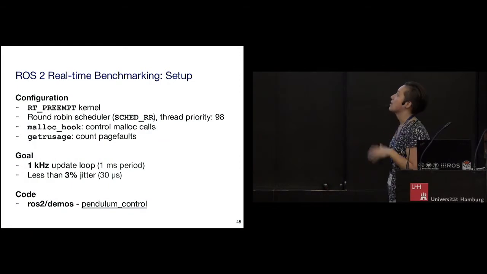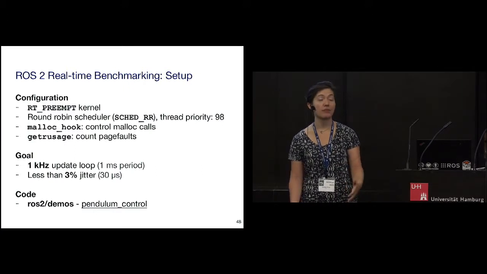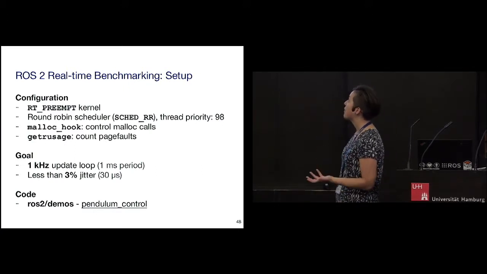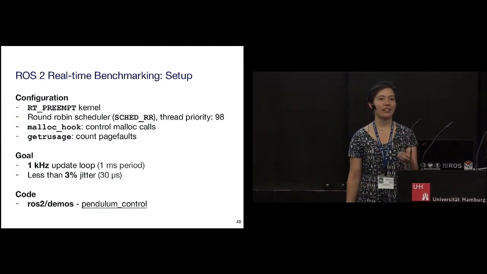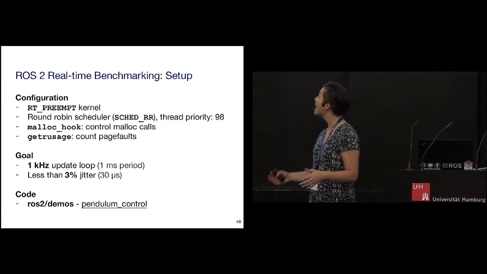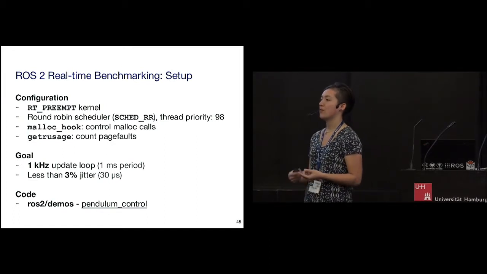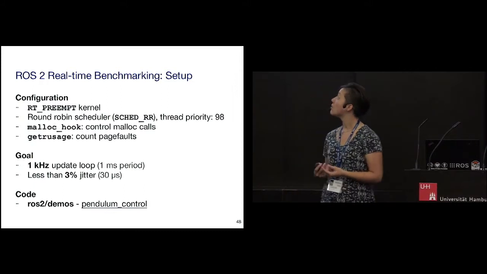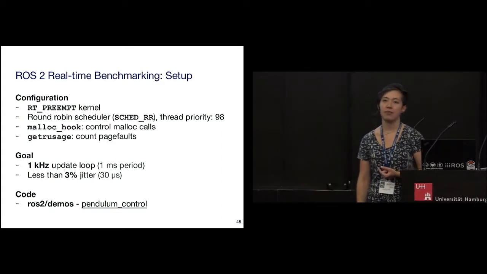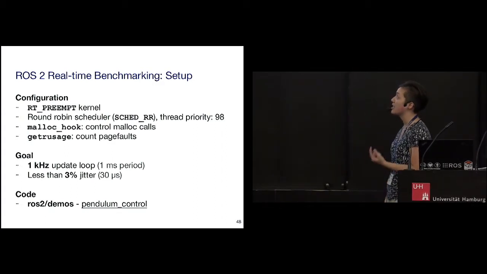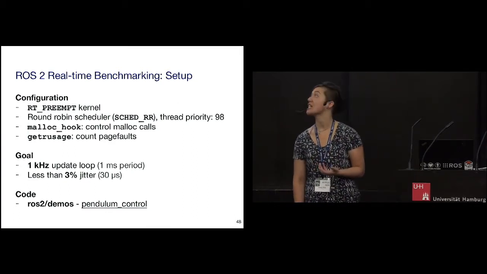So, more in-depth technical details: I used RT preempt, which is, again, the Linux kernel patch, not a hard real-time system. I chose a round-robin scheduler and thread priority 98 because thread priority 99 ends up clobbering some important system processes, which is really bad. There's a nice trick where you can replace the malloc call, which was really helpful for tracking mallocs and heap allocations made on the real-time execution path. And getrusage is a system call on Linux for tracking resource allocations for a particular process.